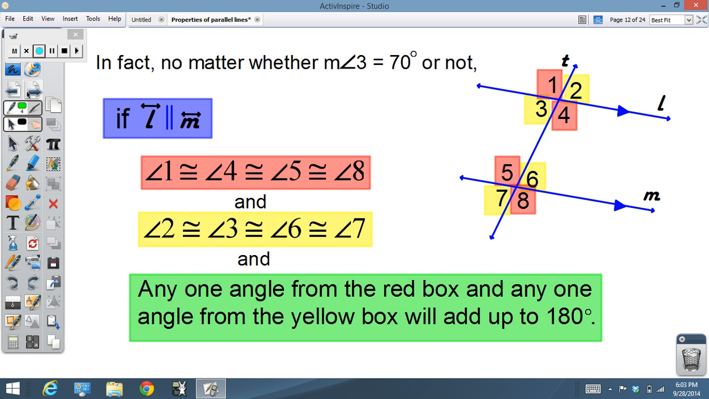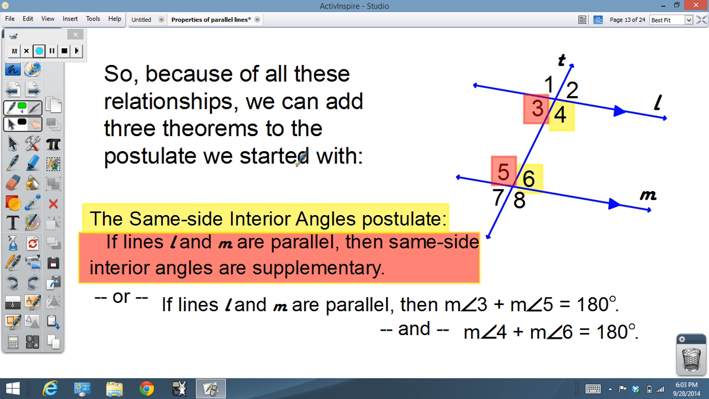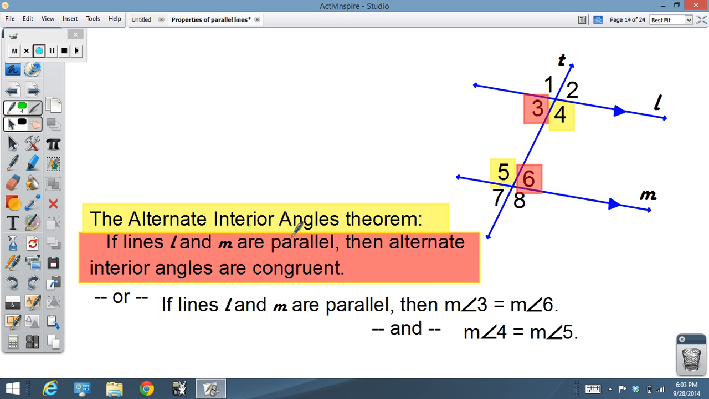So this leads us to some new theorems that we can add to the original postulate. So here's our postulate: same side interior angles have to add up to 180. But because of those relationships, we now know alternate interior angles have to be congruent. 4 and 5 are alternate interior angles. They are congruent. 3 and 6 are also alternate interior angles. They must be congruent. So there's our first theorem.